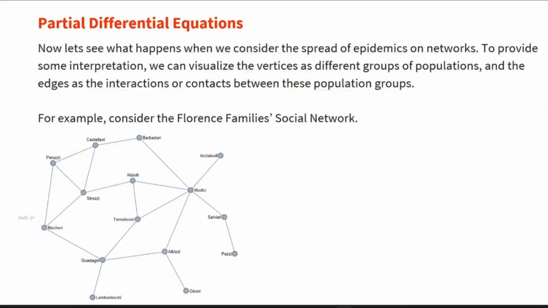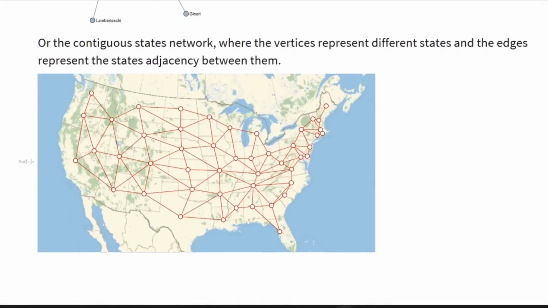Now let's see what happens when we consider the spread of epidemics on a network using the partial differential equation approach. First, let's see one interpretation for this. We can visualize the vertices as different groups of population, and the edges as the interaction or contacts between these population groups. So it can help us to model the spread on a group level. For example, we can consider the Florentine family social network, where the vertices represent families and the edges represent marriage between members of the two linked families. Another example is that we can also apply it to scenarios like the contiguous states network, where the vertices represent different states and the edges represent the state adjacency between them.